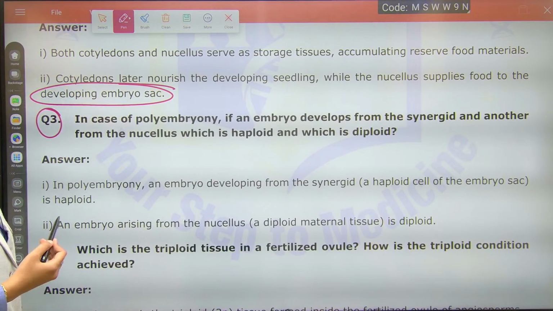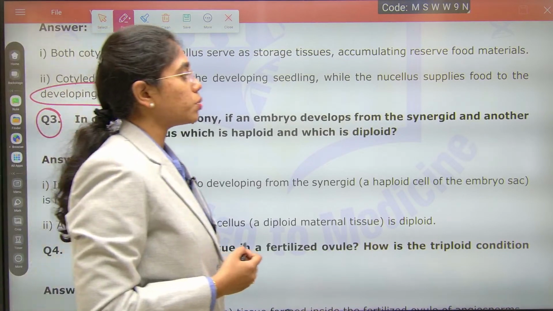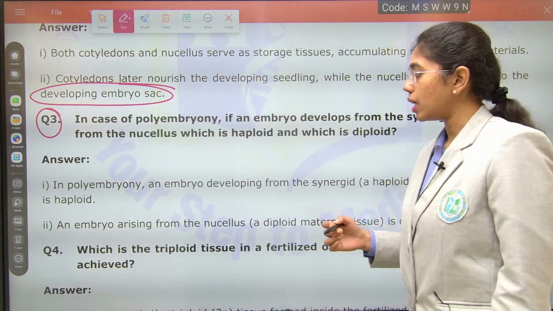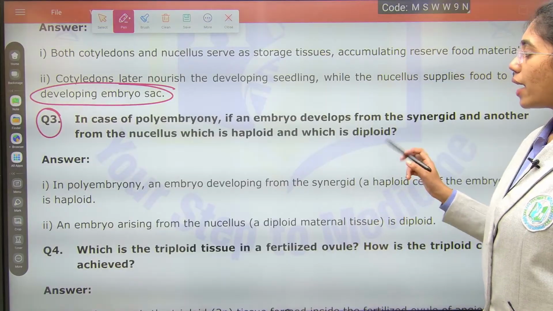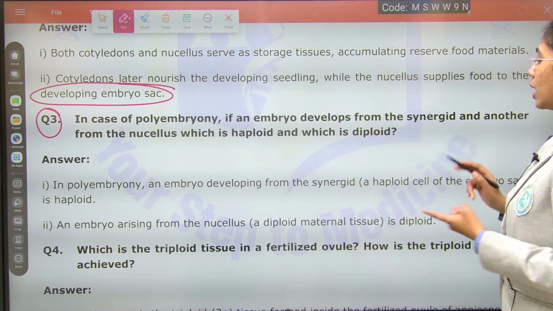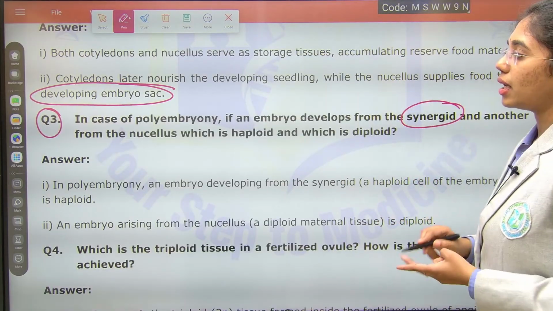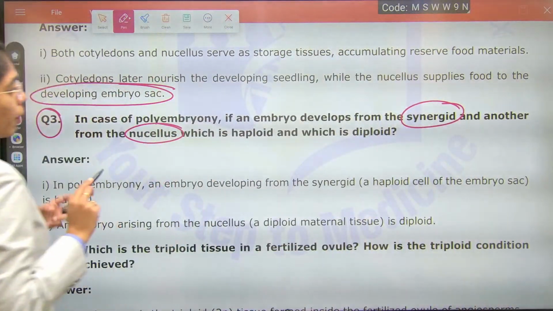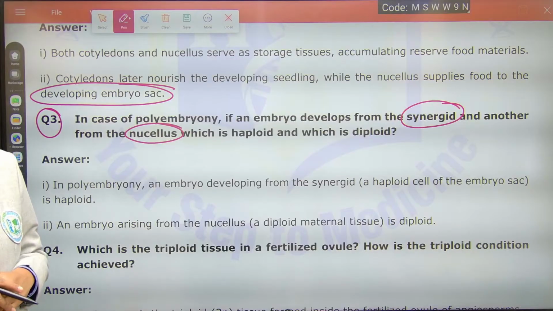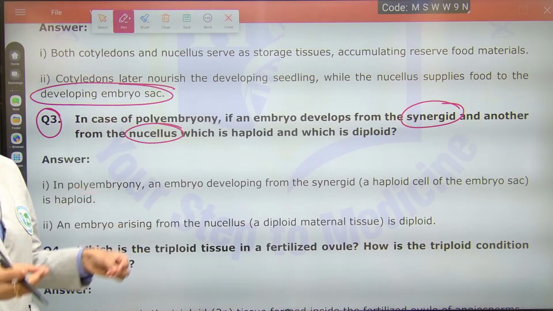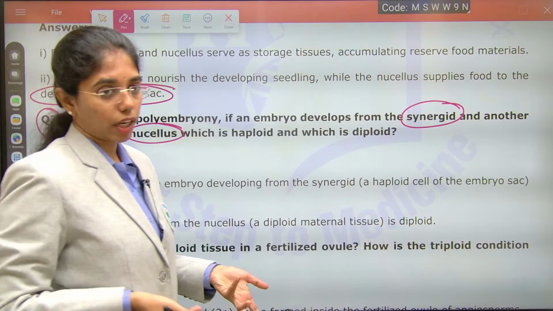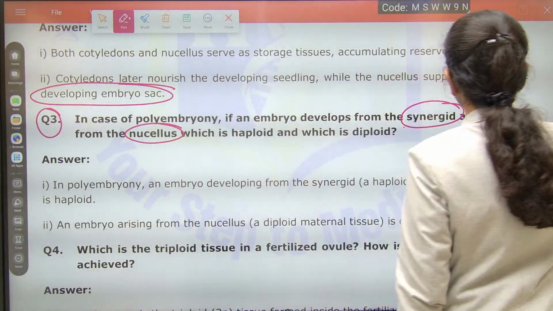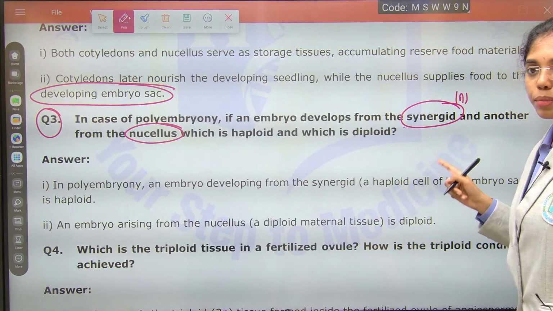In case of polyembryony, if an embryo develops from the synergid, which is haploid, and another develops from the nucellus, which is diploid. Okay, one is developed from the synergid and the other is developed from the nucellus. Now the question is, amongst these two embryos, which will be haploid and which will be diploid? The question is very obvious and the answer is also very obvious here. The synergid is haploid, right? Because it is a cell of the embryo sac, haploid.